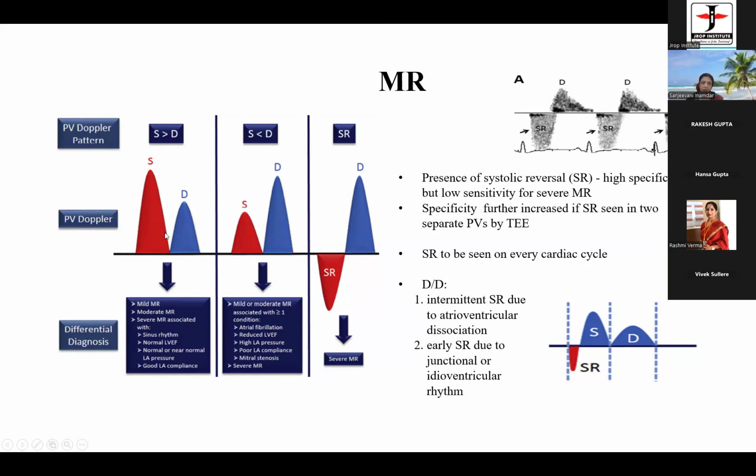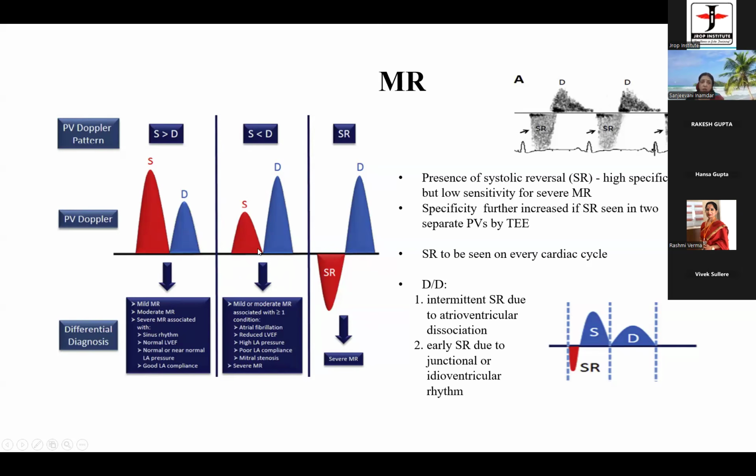Because there is sinus rhythm, normal EF, vigorous LV activity, LA pressure is normal and LA compliance is good. The patient has still not gone into a problem caused by mitral regurgitation. So when they go into atrial fibrillation, or EF is reduced, LA pressure is increased, there is associated mitral stenosis, or LA compliance is reduced, then S starts becoming less.